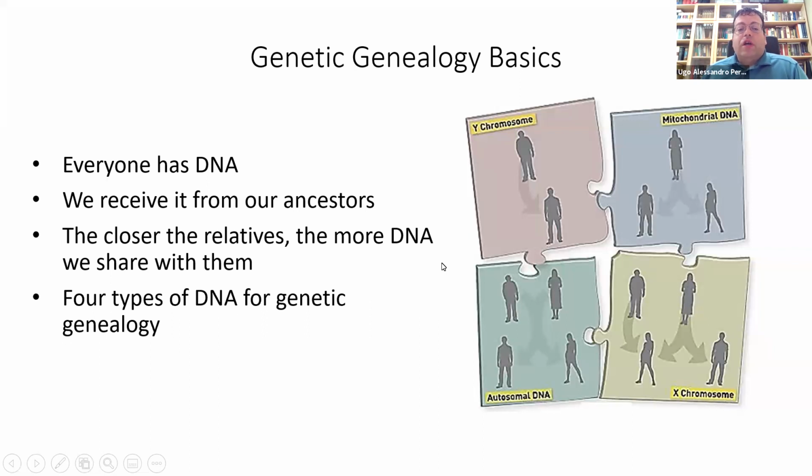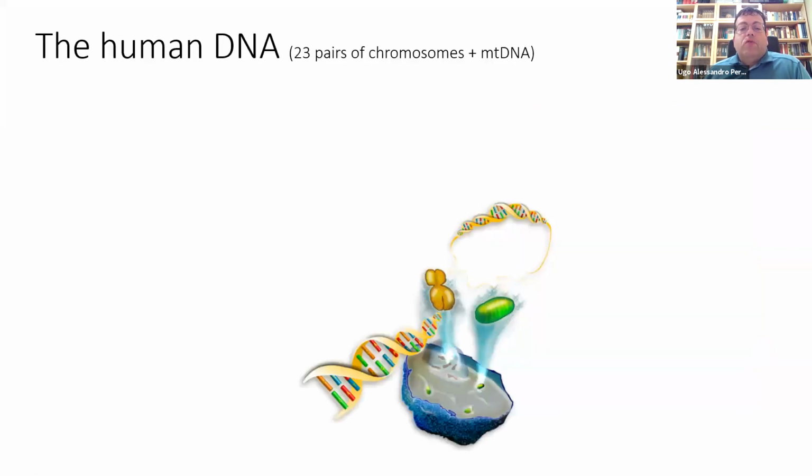There are four major types of DNA inherited that can be used for family history purposes. We're going to cover them all very quickly today. They're known as the Y chromosome, mitochondrial DNA, autosomal DNA, and also in some cases, the X chromosome can be helpful in family history.